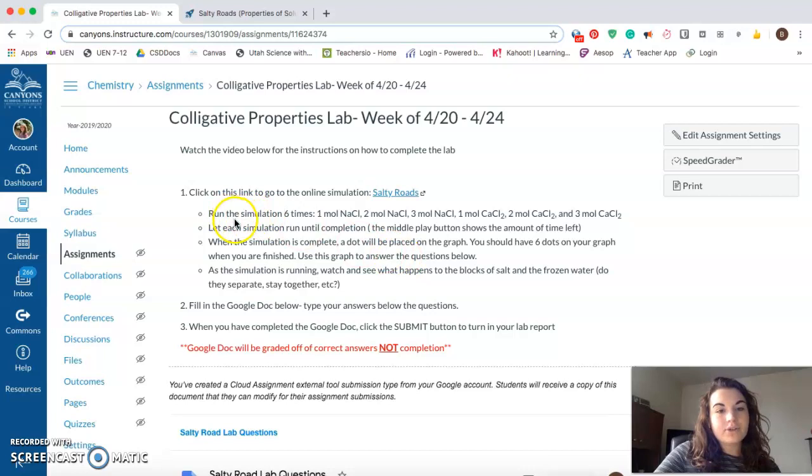So here are some basic instructions I just went over. You're going to run it for 1 mole of NaCl, 2 moles of NaCl, 3 moles, then 1 CaCl2 and so on, okay?